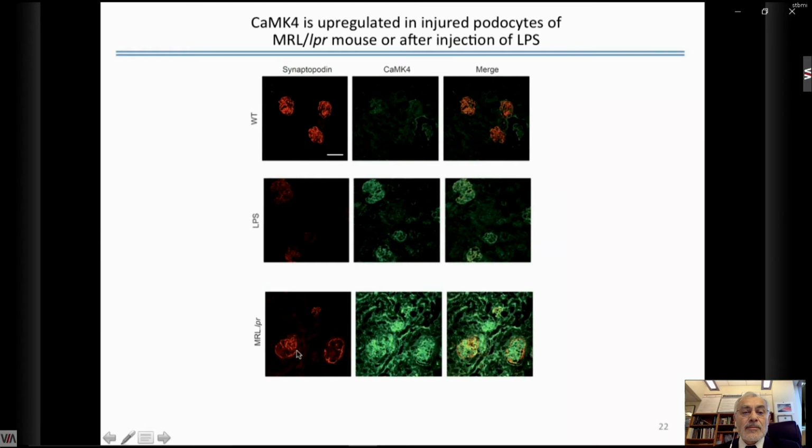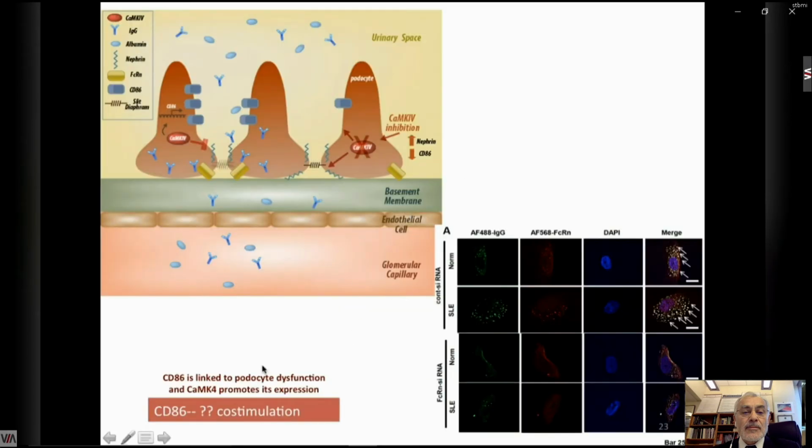To enable our studies in vitro with mice, we documented that podocytes from lupus-prone mice, the MRL-LPR mouse, also express increased amounts of CAMK4. And for additional studies, we injected LPS into normal mice and were able to see that they express increased amounts of CAMK4. So lupus podocytes, lupus-prone mice, and humans with lupus nephritis express an increased amount of CAMK4.